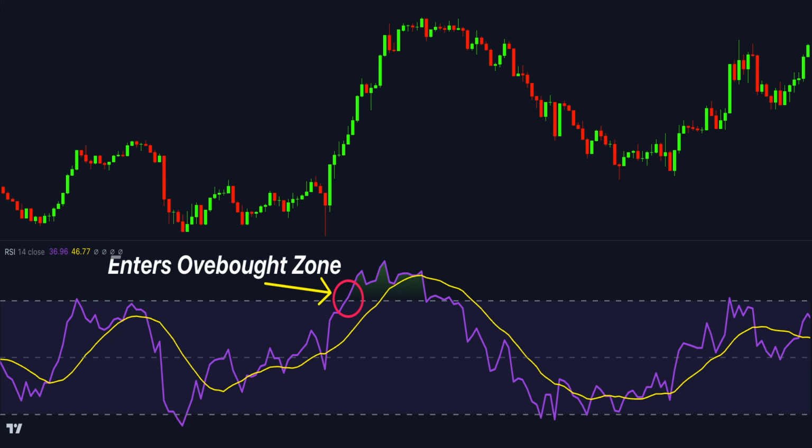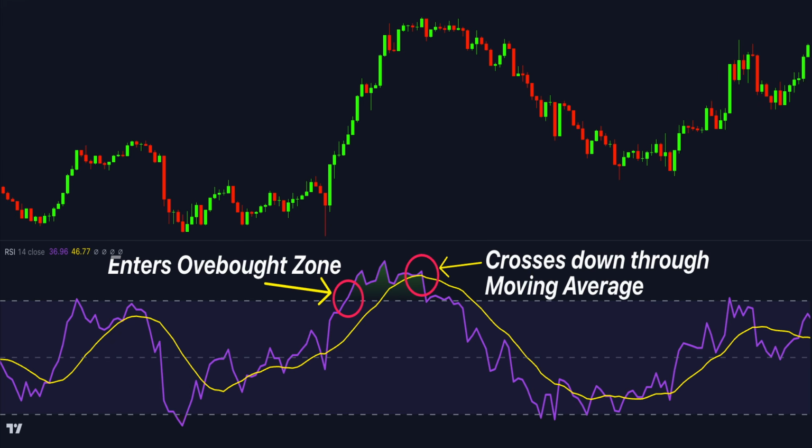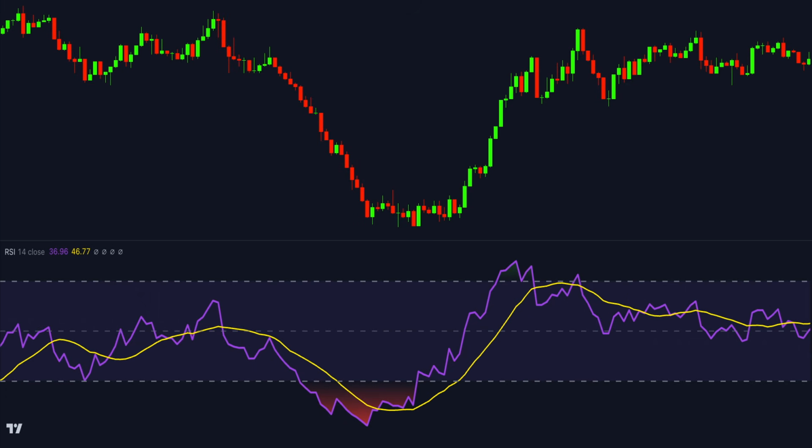Instead of trading when it hits the overbought or oversold zone, we wait until it crosses up or down through the moving average. The goal of this is to give more confirmation that price is actually reversing and momentum is changing direction. For sell positions, we would wait until price reached the overbought zone, and then wait for it to come down through the moving average. And it's the same for buy positions.